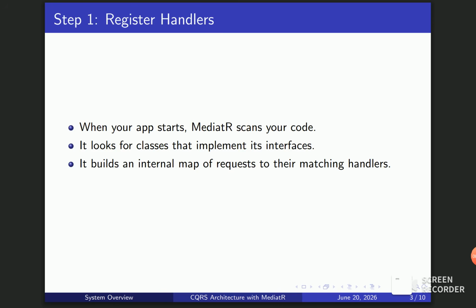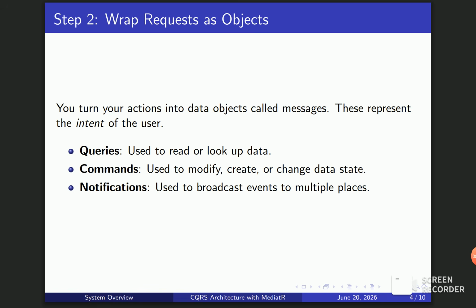So when your app starts, MediatR will look through your code. It will find classes that implement these interfaces, right? We'll look at them on the next slide. And it builds an internal map of the requests to their matching handlers. So in the MediatR pattern, there's a couple of components. There are requests that implement the MediatR interface, which we're going to see, and there are also handlers that actually process those requests.